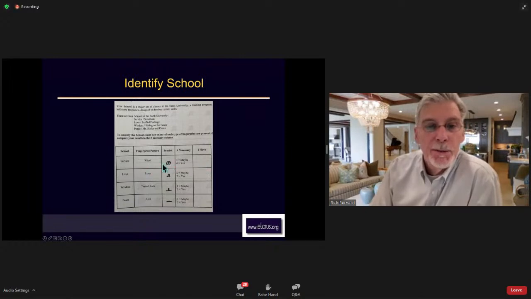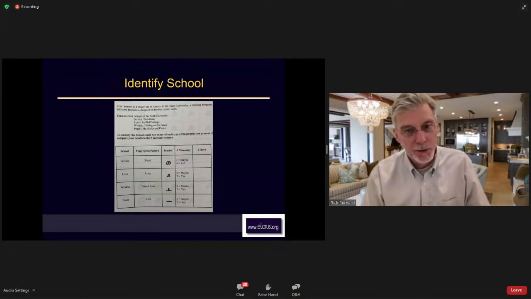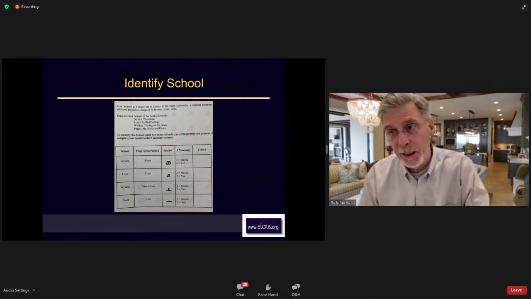So for the School of Service, which is the Whorl, you need 4 of those whorls. 4 of your fingerprints need to have whorls on them to be in the School of Service. There are people that actually have 10 of these.